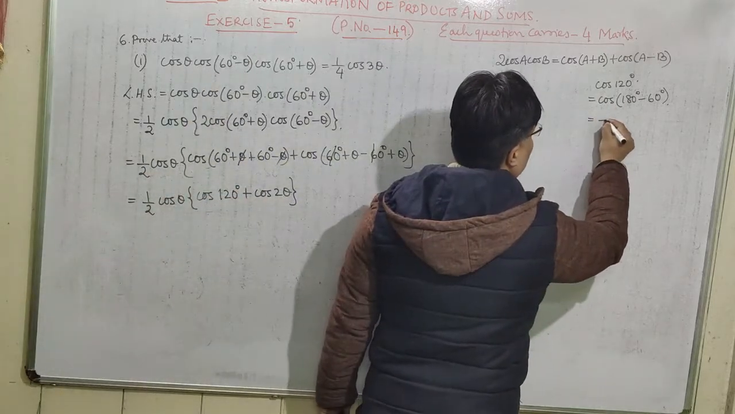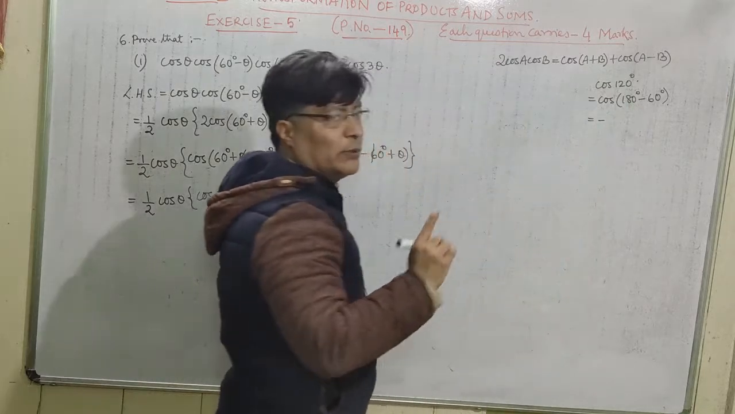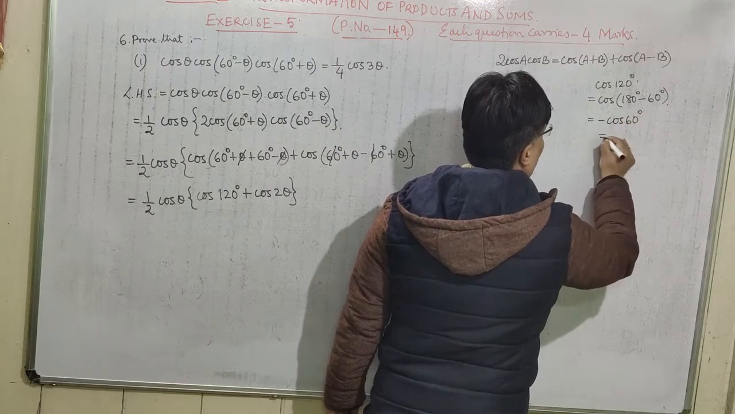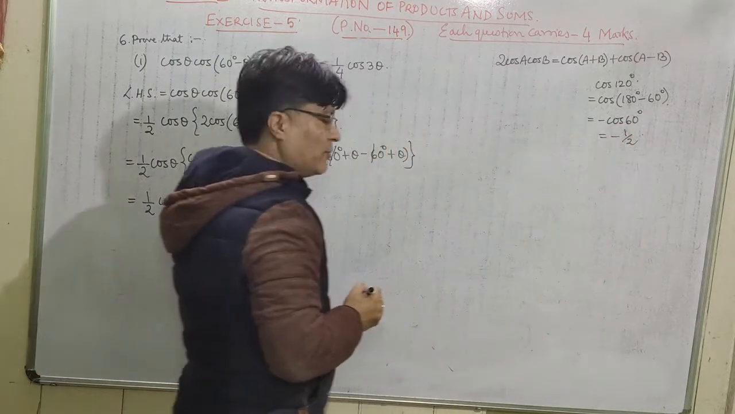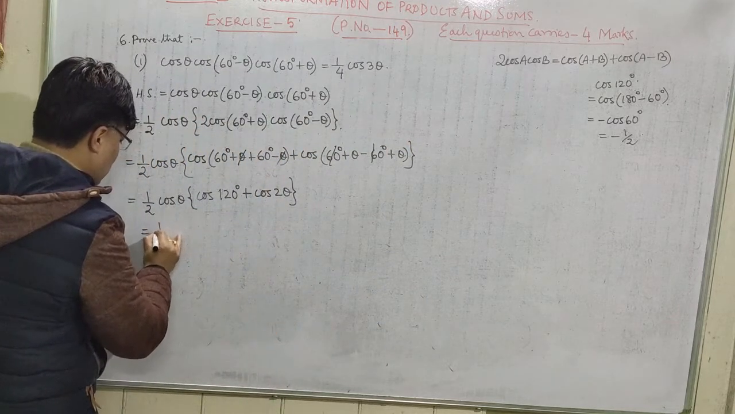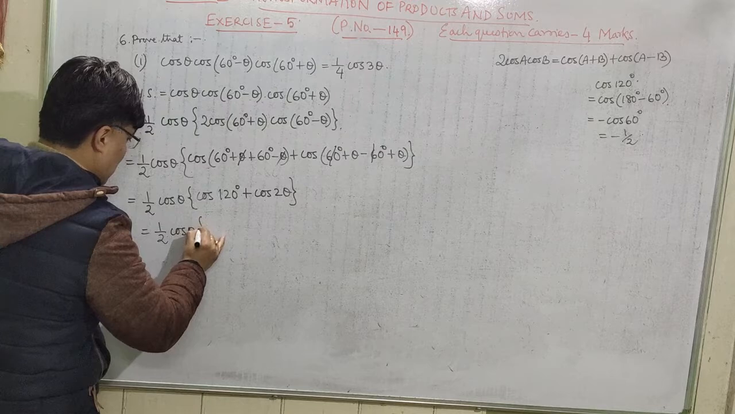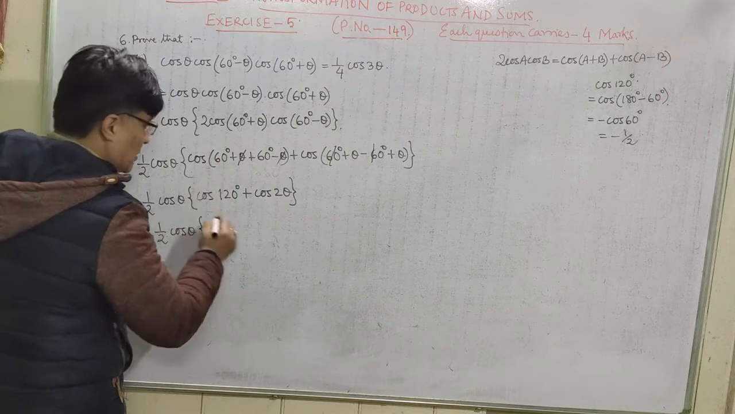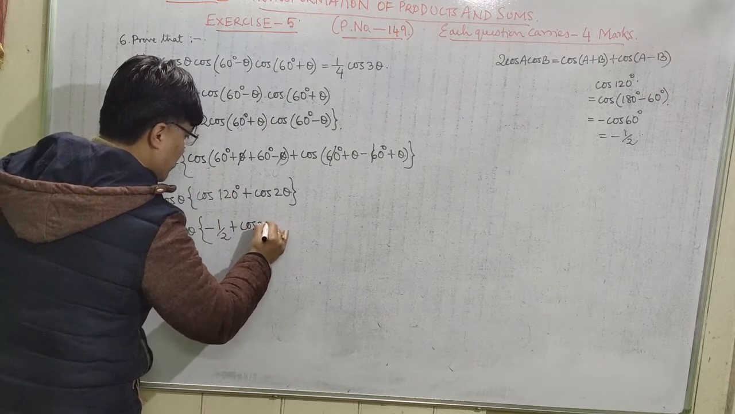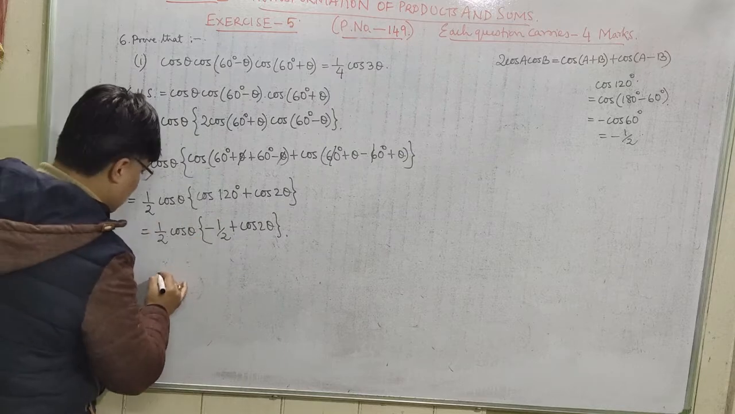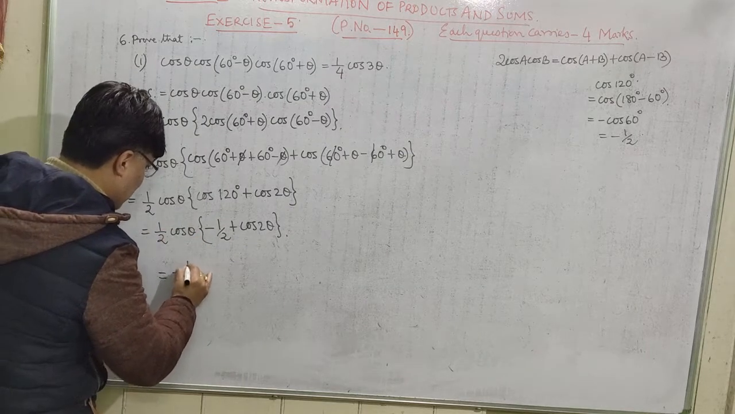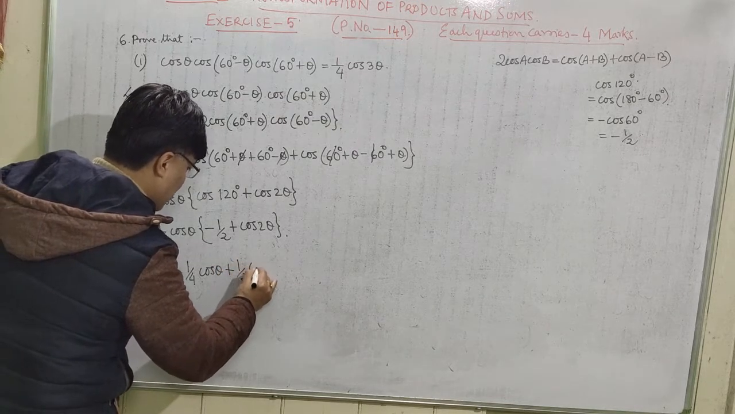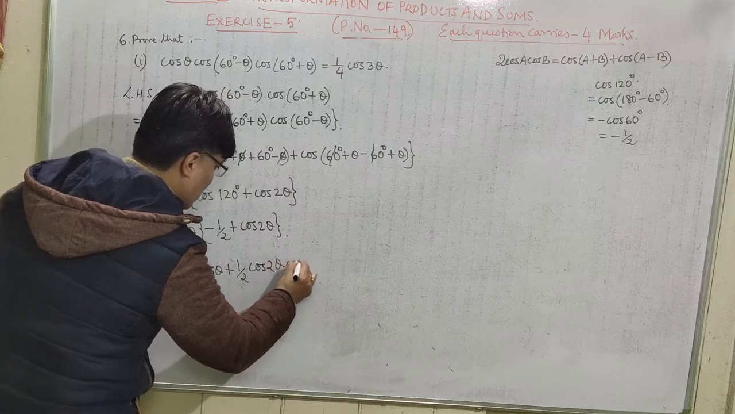In the second quadrant, cos is always minus. And 180 is 90 into 2, an even multiple of 90. So cos remains the same. So it does not change. So it is minus cos 60 degree, which is equal to minus half. Right. So which is equal to half cos theta. Then within second bracket, what is the value for cos 120? Minus half. Right. Then plus cos 2 theta. Second bracket is closed. Now multiply it. So half cos theta into minus half is minus 1/4 cos theta plus this is half cos 2 theta into cos theta.